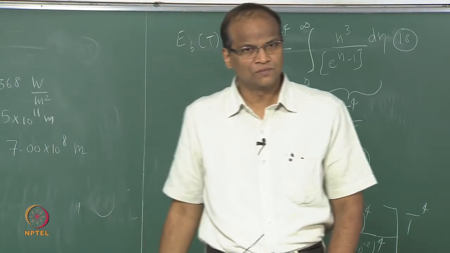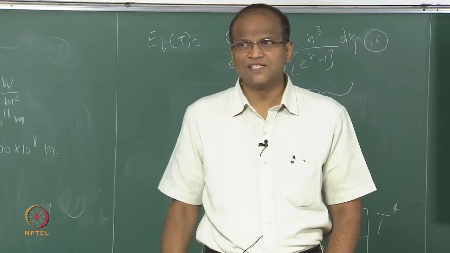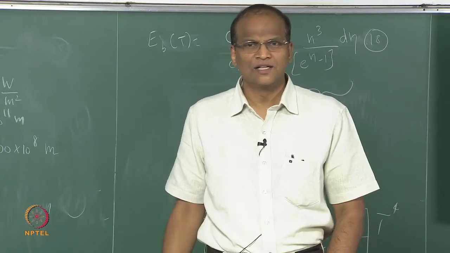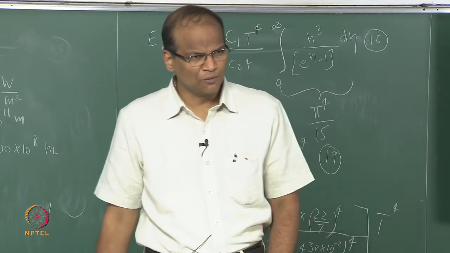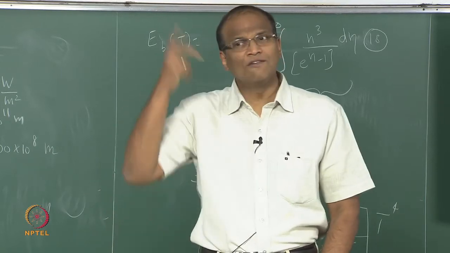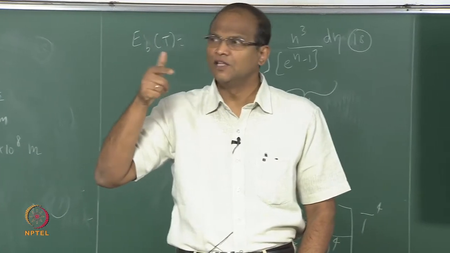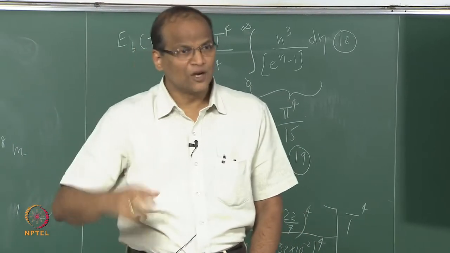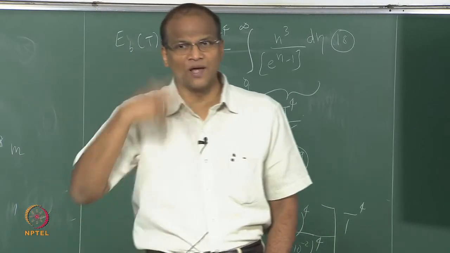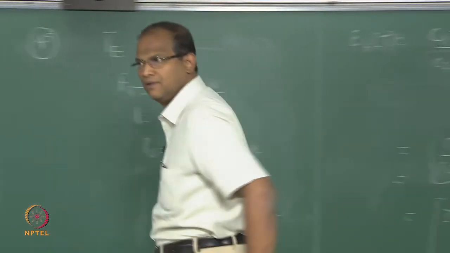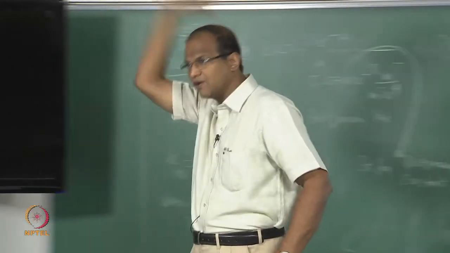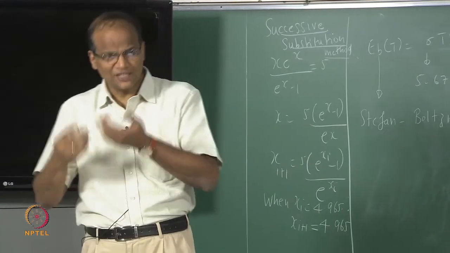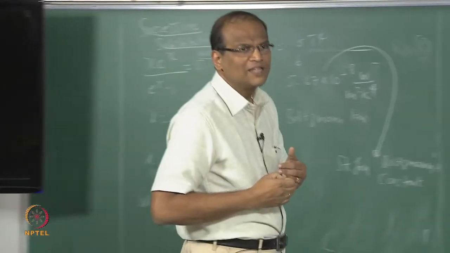If you have the flux density on the outer layer of the photosphere, you are done, right? Then that flux density is equal to σT⁴. How do you get the flux density on the outer layer of the photosphere? You know the flux density at a far off place, and there is something called the inverse square law at work. Now use it. Find the flux density at a lesser radius, that is it.